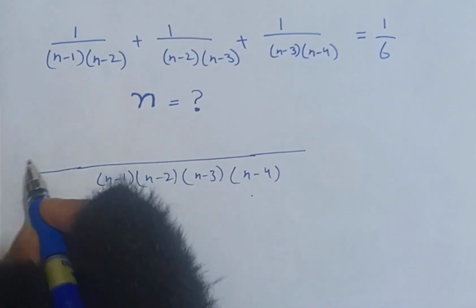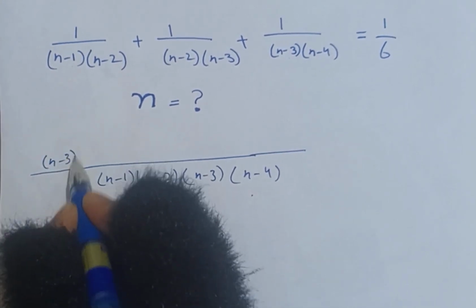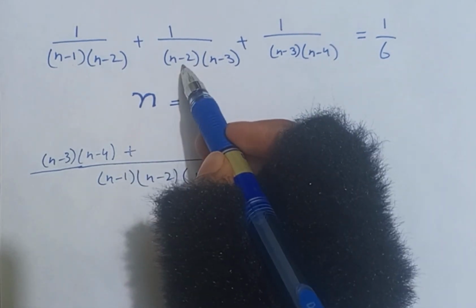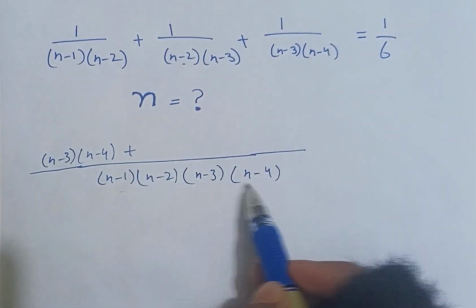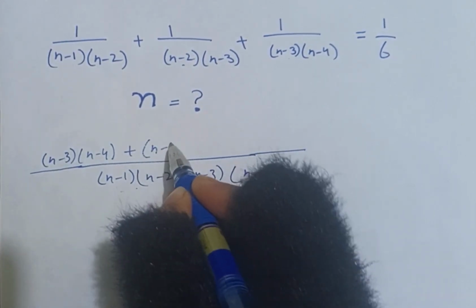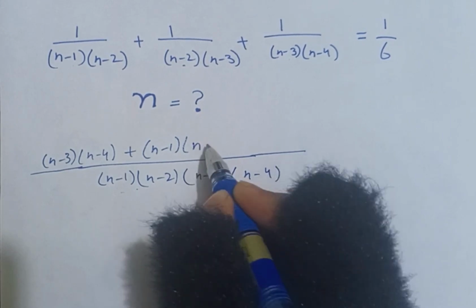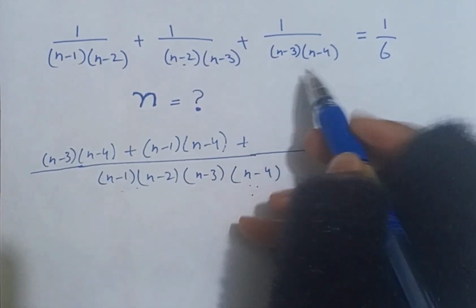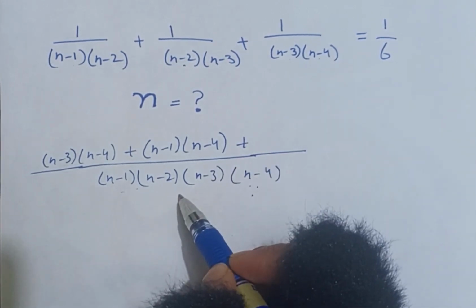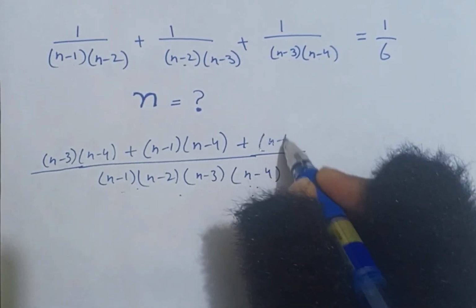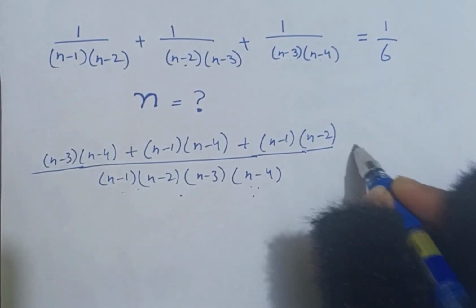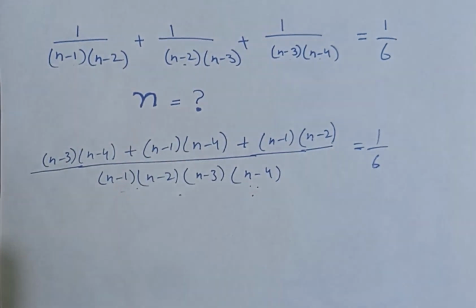Now look at this. If we divide (n minus 1)(n minus 2) by this whole value, we get (n minus 3)(n minus 4), plus if we divide (n minus 2)(n minus 3) by this denominator, then we get (n minus 1)(n minus 4), plus this is (n minus 3)(n minus 4). If we divide this by the denominator, then we get (n minus 1)(n minus 2). It's equal to 1 over 6.